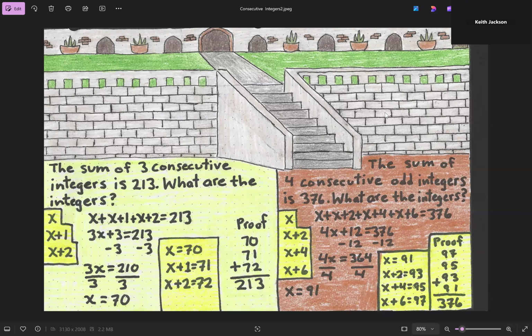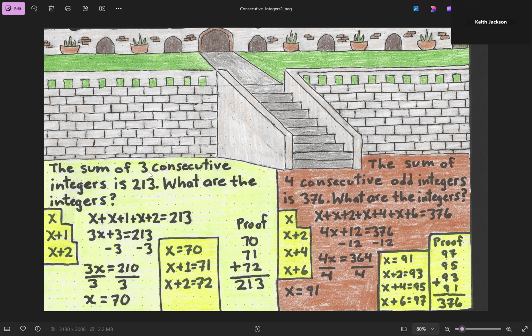Here we are with a second video as it relates to consecutive integers, and we have two examples. The first example deals with three consecutive integers, while the second example deals with four consecutive odd integers. All right, we're going to show you how those two play themselves out.